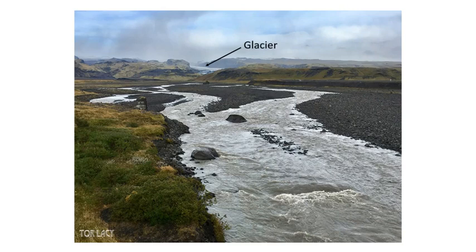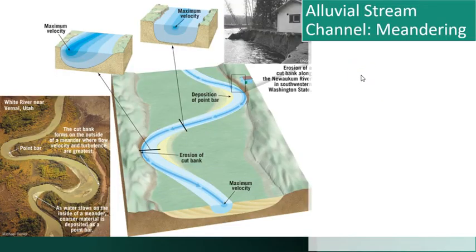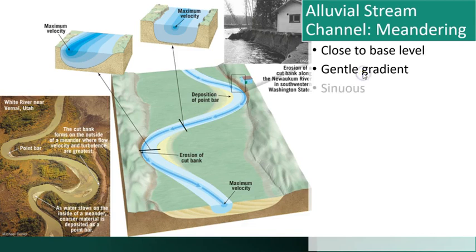This braided stream is near the toe of a glacier in Iceland. On a topographic map, the many intertwining channels will be evident. As a river flows farther from its headwaters in the mountains towards its base level, the gradient steadily decreases. As the gradient decreases, the stream's path becomes increasingly more sinuous.